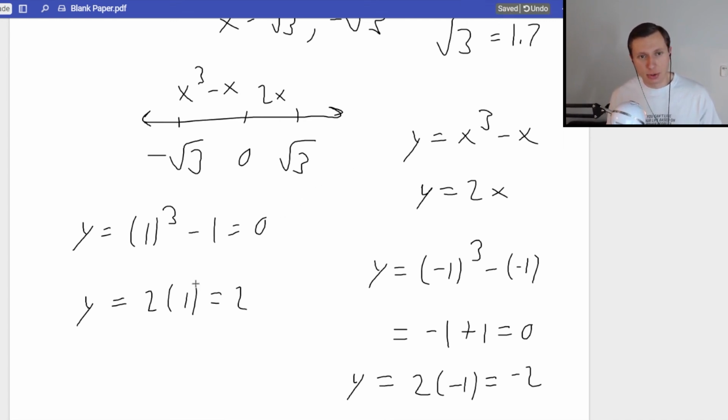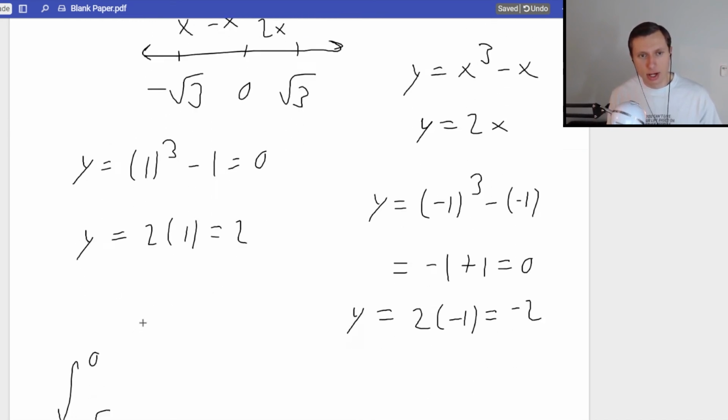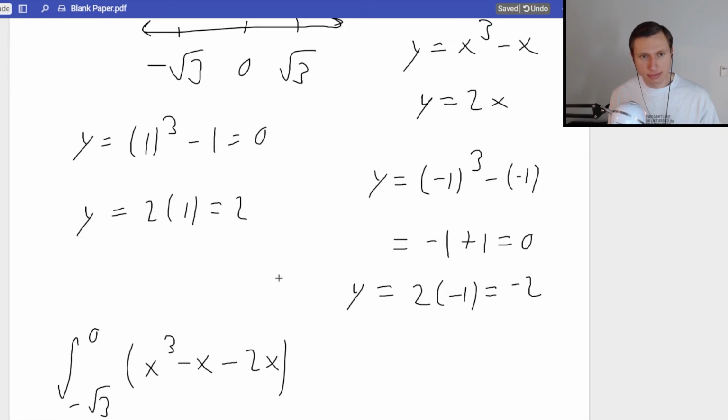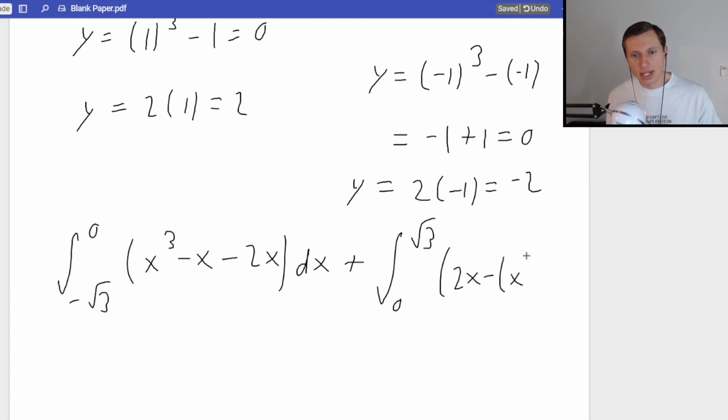So if I were to set up my integral, and again, I'm not going to solve it, I'm just going to set it up. It's going to be the integral from -√3 to 0 of the top function x cubed minus x, and then minus 2x, dx. And then the second integral, it's going to be the opposite. The integral from 0 to √3 of the top function 2x minus quantity x cubed minus x, close parenthesis, dx. I'm going to circle this. This is my final answer.